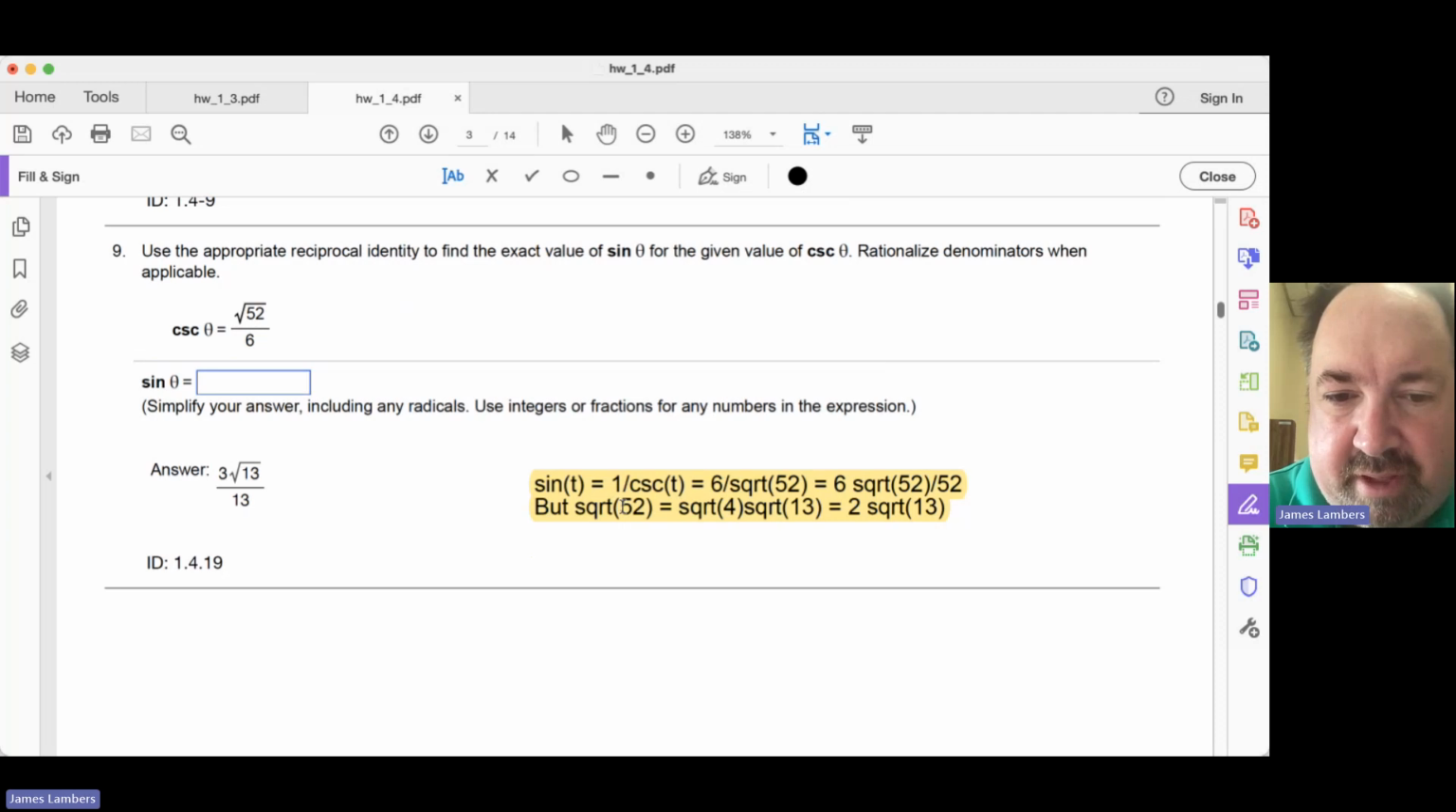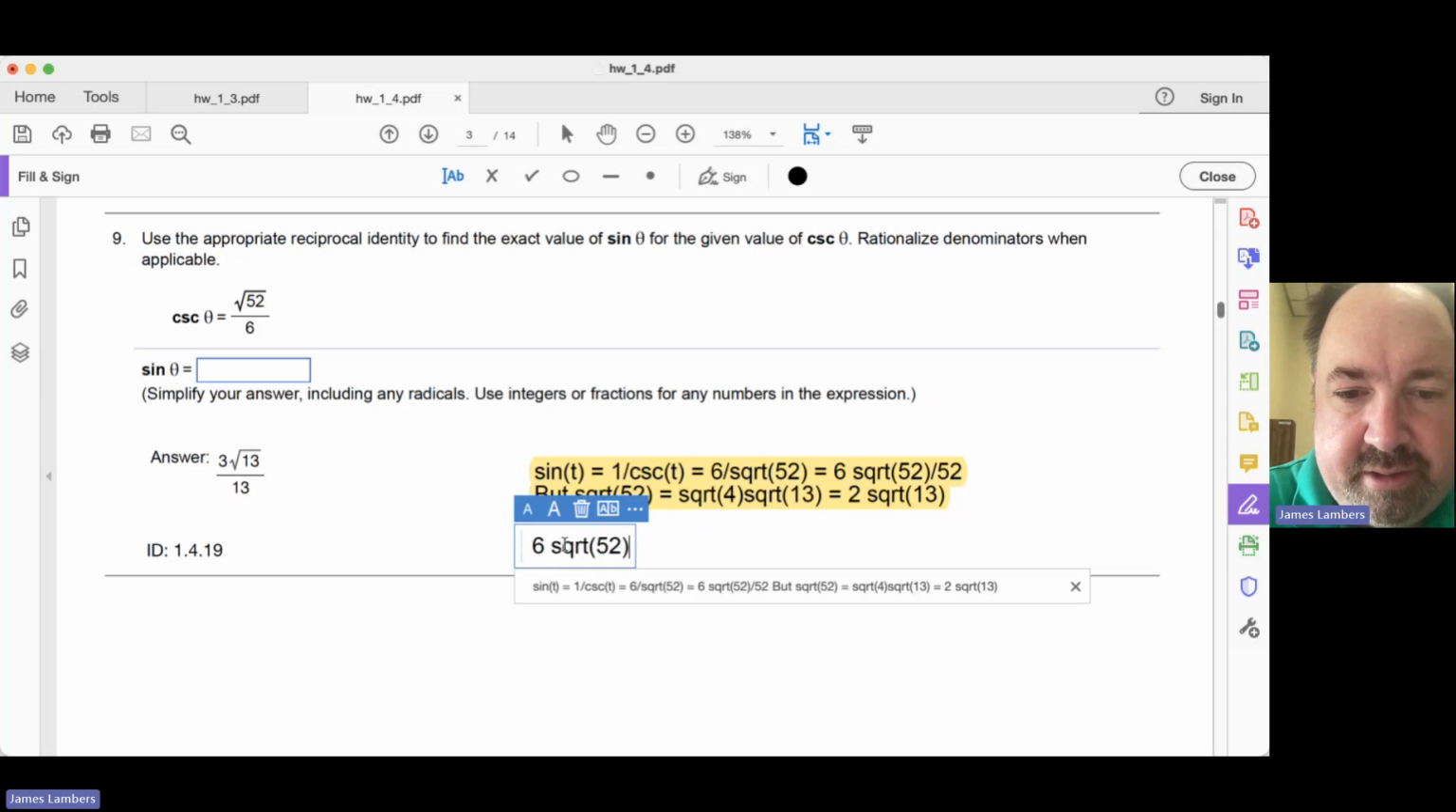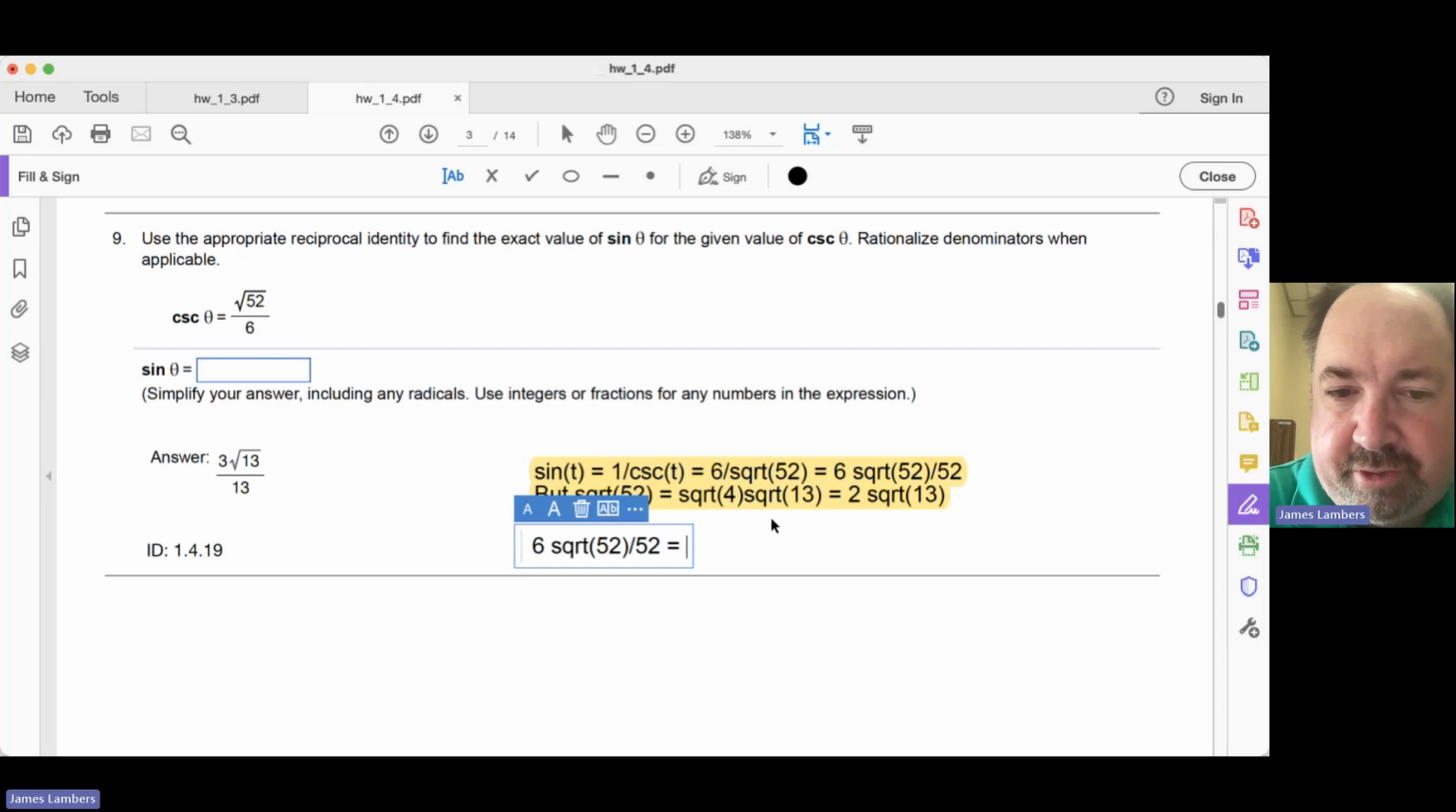So be sure to, whatever number you're taking a square root of, factor it in case there's any simplification that can be made. Actually, I'm going to go ahead and write that in this case. So 6 square root of 52, square root of 52 has been expressed as 2 square root of 13. And right here, this 12 and this 52, you divide both of them by 4. You end up with that.